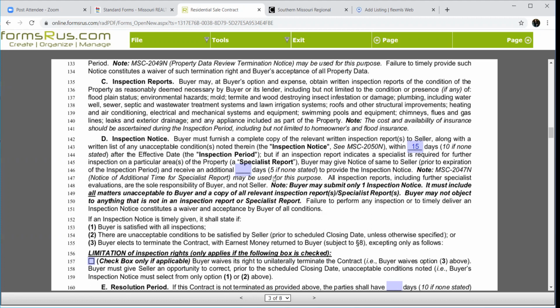I will tell you that the broker in front of you usually just sends an email to the other agent saying, we're exercising our additional 5 days for a specialist report. All I have to do is put them on notice, and that's sufficient.